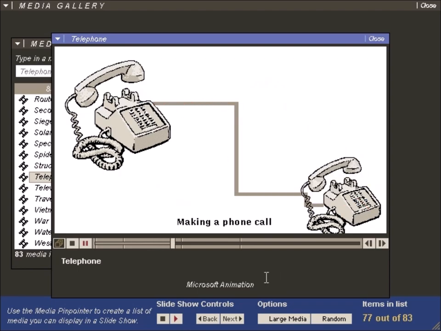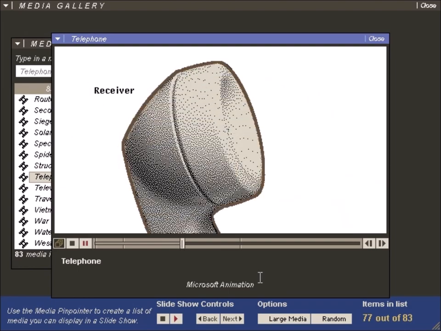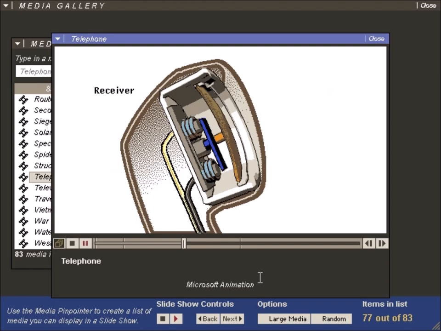A voice is sent over the line as an electric current. The receiver is a loudspeaker that converts the electronic signal to sound by passing the current through a pair of electromagnets. The magnets vibrate a metal diaphragm that reproduces the original voice.